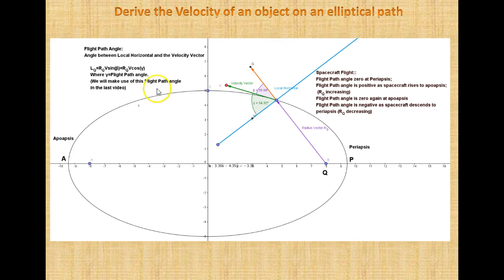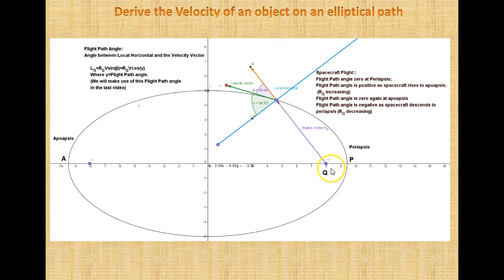Let's continue. Here's a diagram I've drawn up so we can see what we're doing. What is the flight path angle? The flight path angle is the angle between the local horizontal and the velocity vector. So here's our flight path angle. Now, how do you find it? We know our velocity vector at all times is tangent to the ellipse. So how do we find the local horizontal?